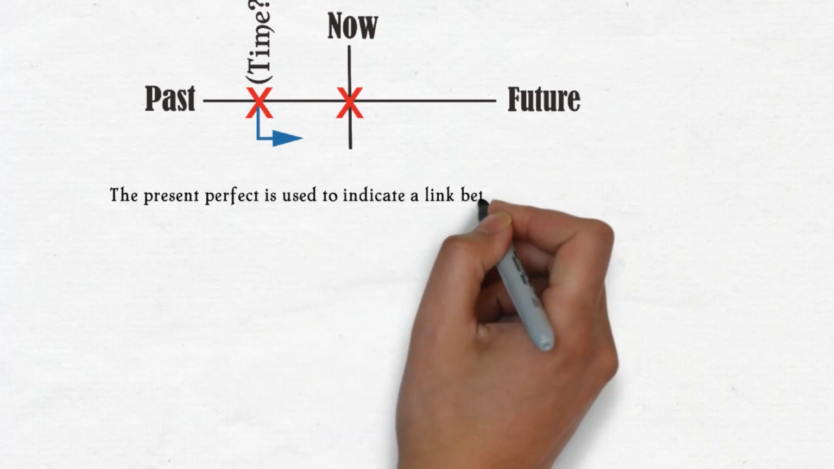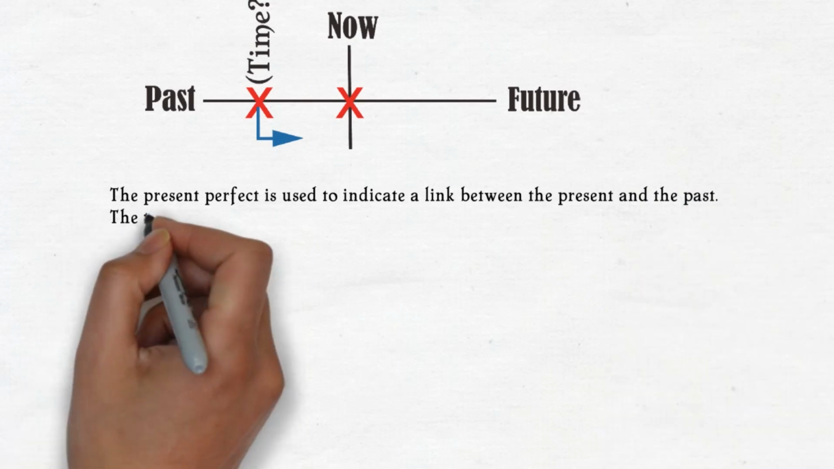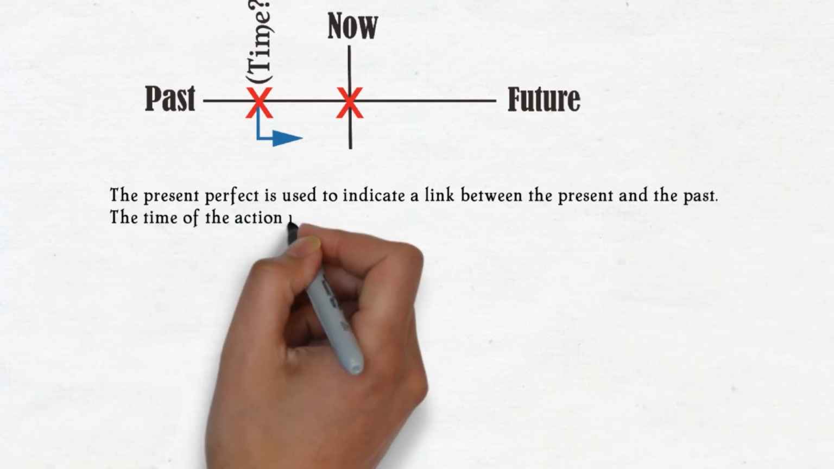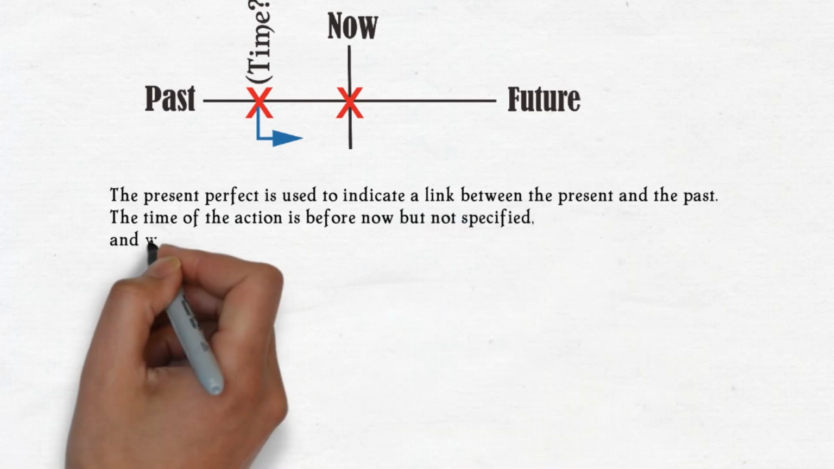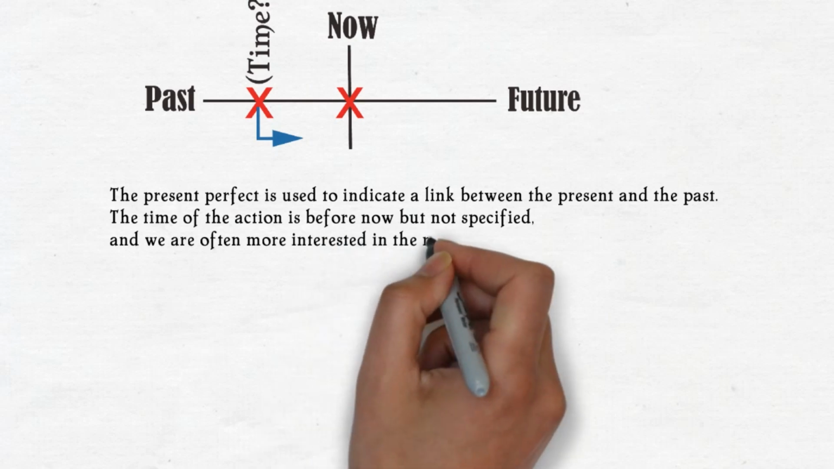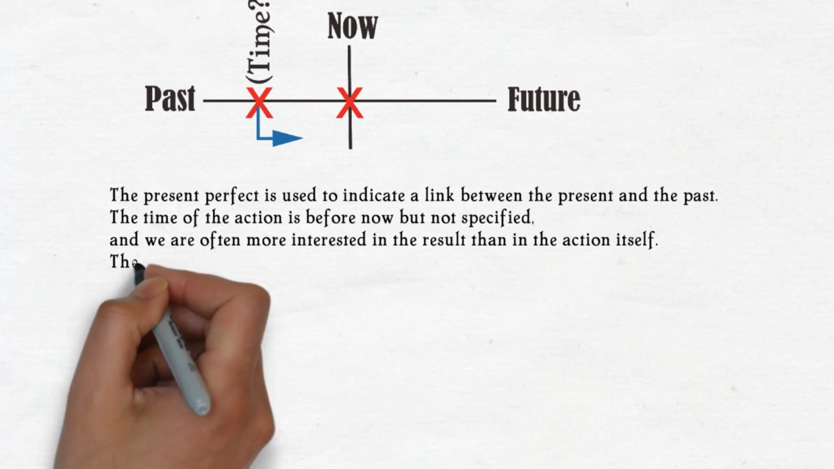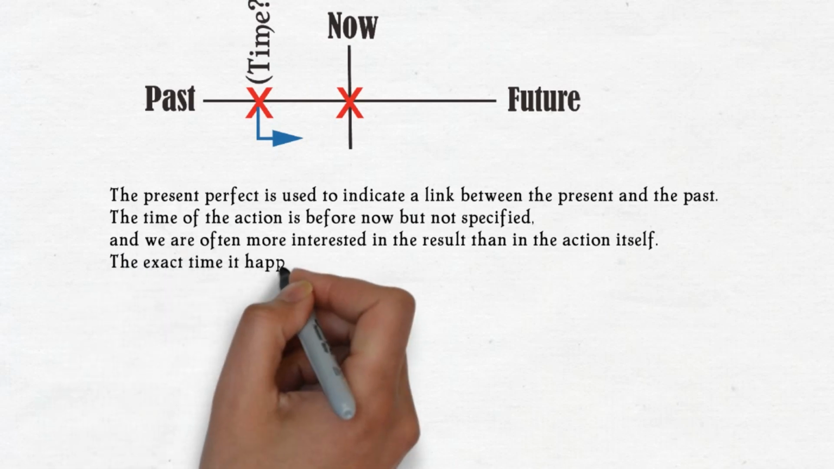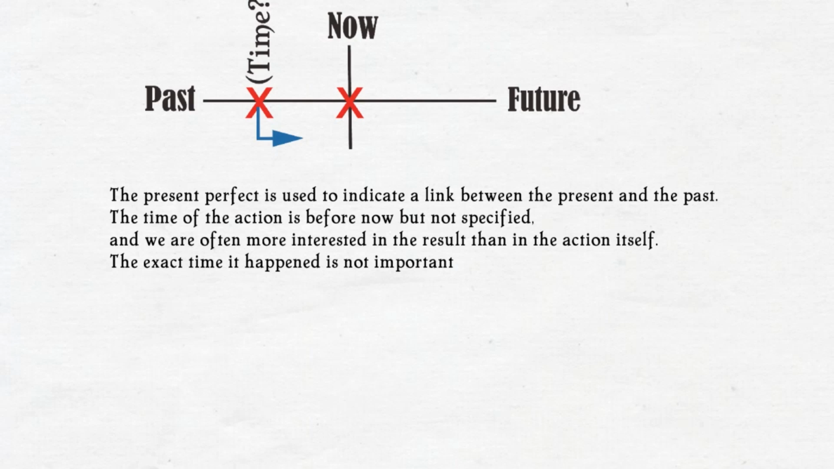The present perfect is used to indicate the link between the present and the past. The time of an action is before now, but not specified. And we are often more interested in the result than in the action itself. The exact time it happened is not important at all.